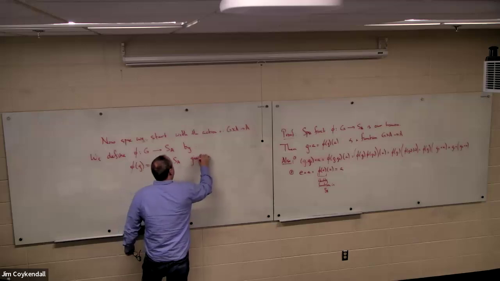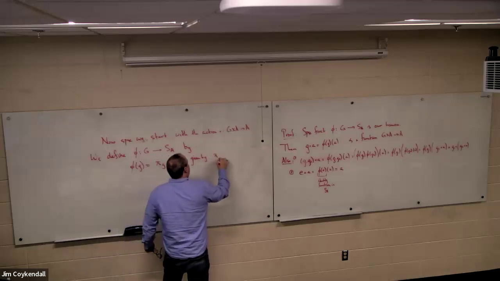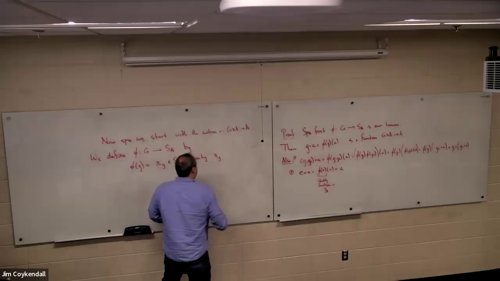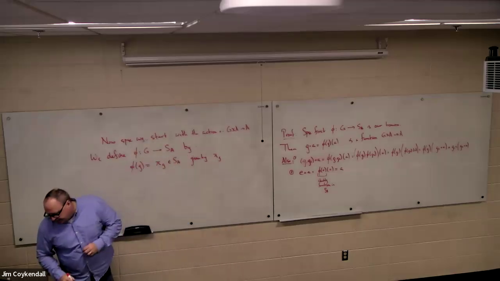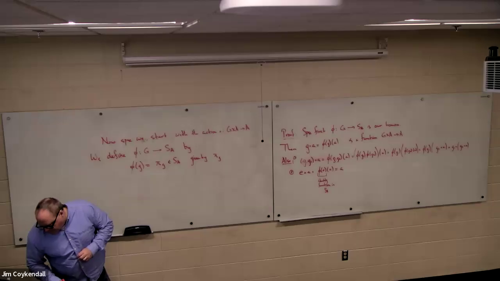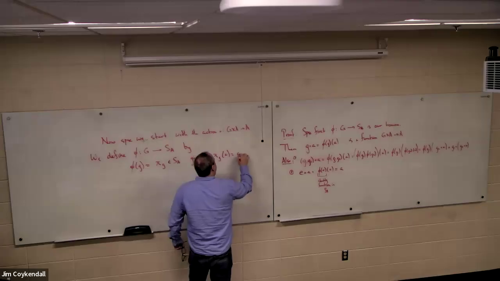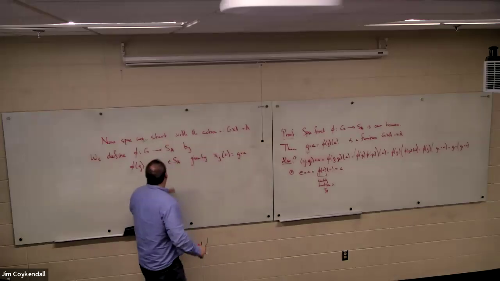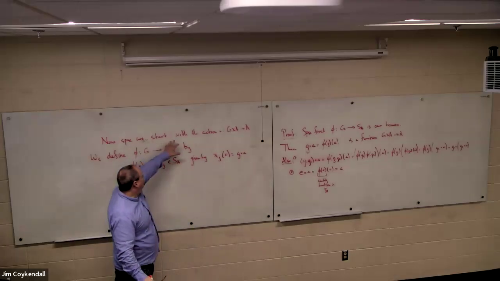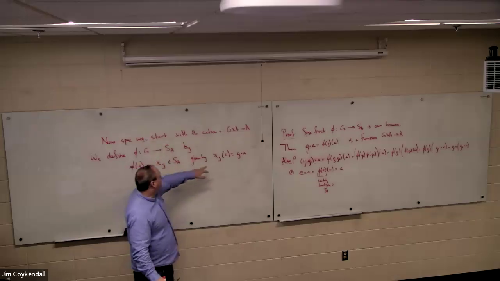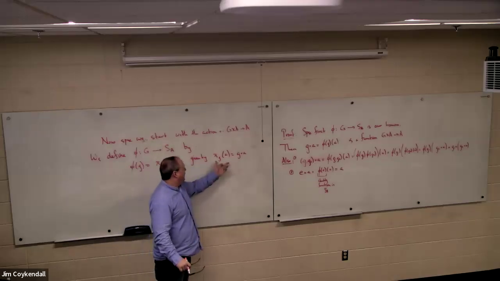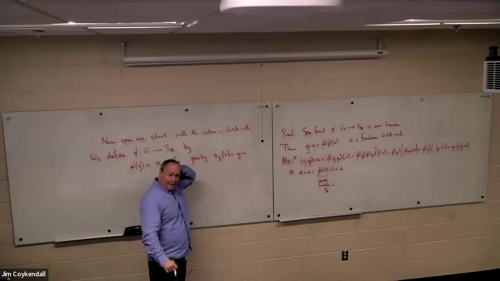And this is given by pi sub g. It's a permutation of the set A. Pi sub g of a is g circle a. So this permutation here just does what you would think comes naturally. Pi sub g of a is g acting on a.